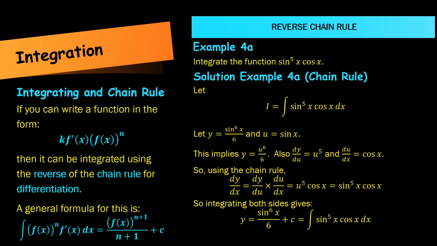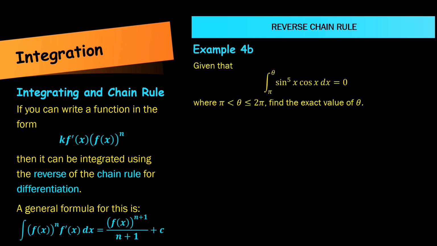And integrating both sides, we have y, which is of course the integral of dy, equals the integral of sin x to the power 5 cos x dx. And so we have our integral as shown here. Now let's take a look at part B. Given that the integral of sin x to the power 5 times cos x dx between the limits pi and theta equals 0, where theta is greater than pi and less than or equal to 2 pi, find the exact value of theta.